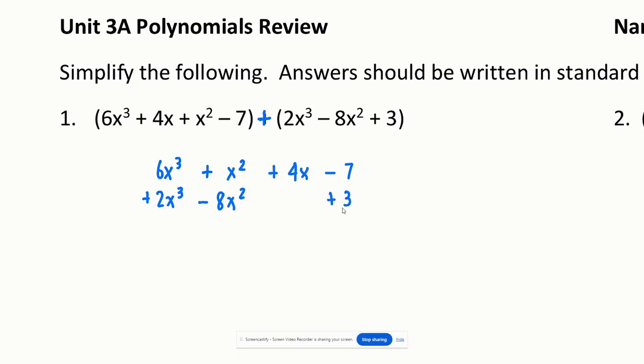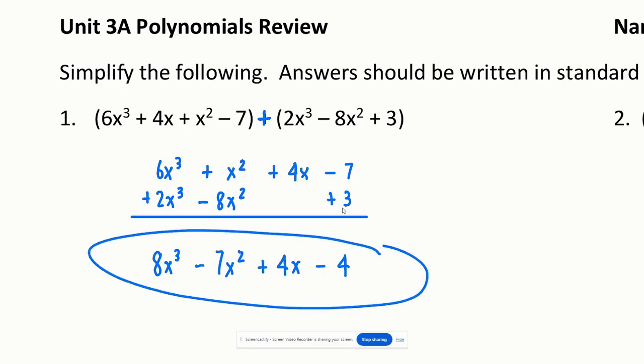You put your like terms on top of each other, stack them, and then you simply combine like terms. What is 6 plus 2? And what's the rule? Your variables stay the same. Very good. And then what about positive 1 minus 8? Negative 7x squared. What's going to happen to that plus 4x? Drops all the way down. And then what's negative 7 plus 3, or 3 minus 7? So minus 4. And there we have it. There's my answer in standard form. Y'all can do that, can't you?